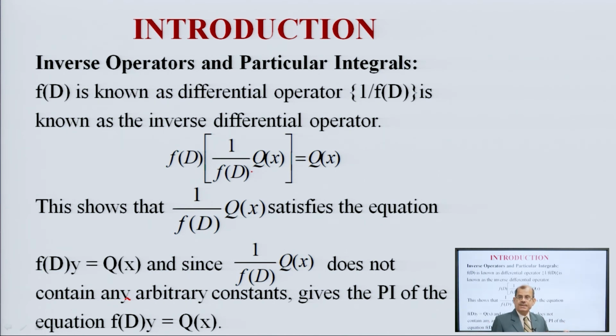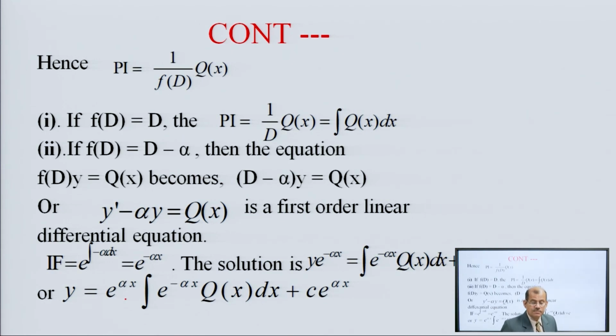We have not mentioned the arbitrary constant, which means the particular integral does not contain any arbitrary constants. Hence, the particular integral is equal to 1 by f(D) into Q(x).